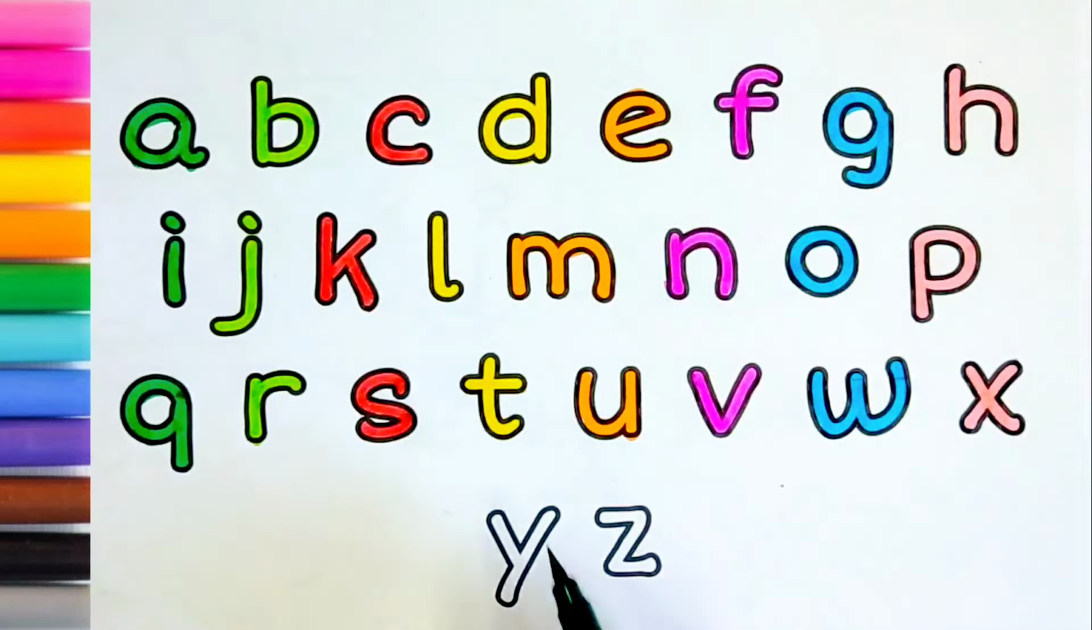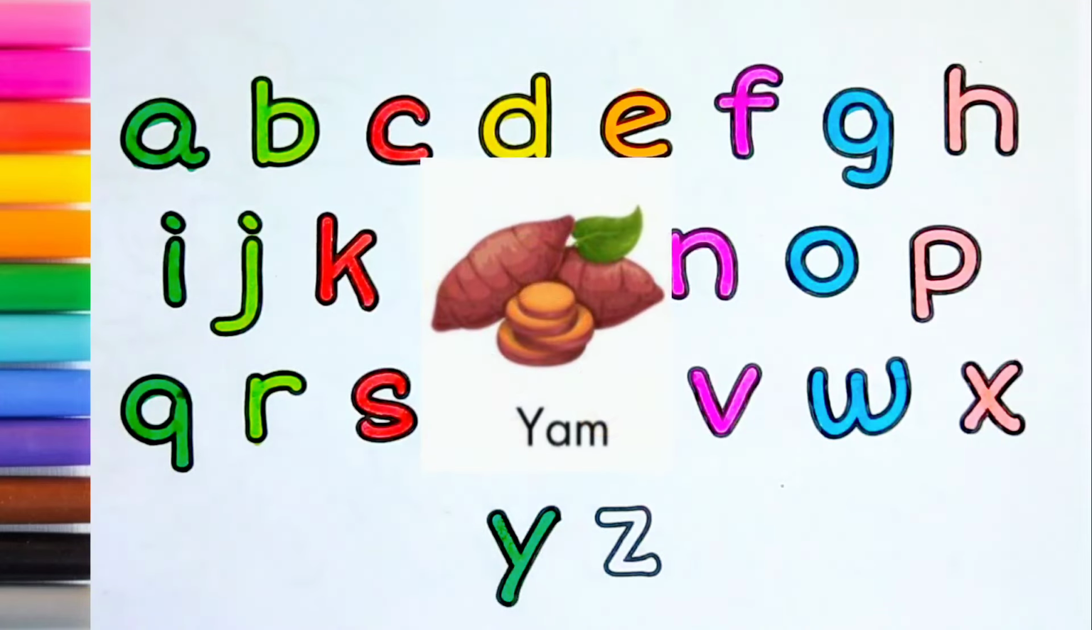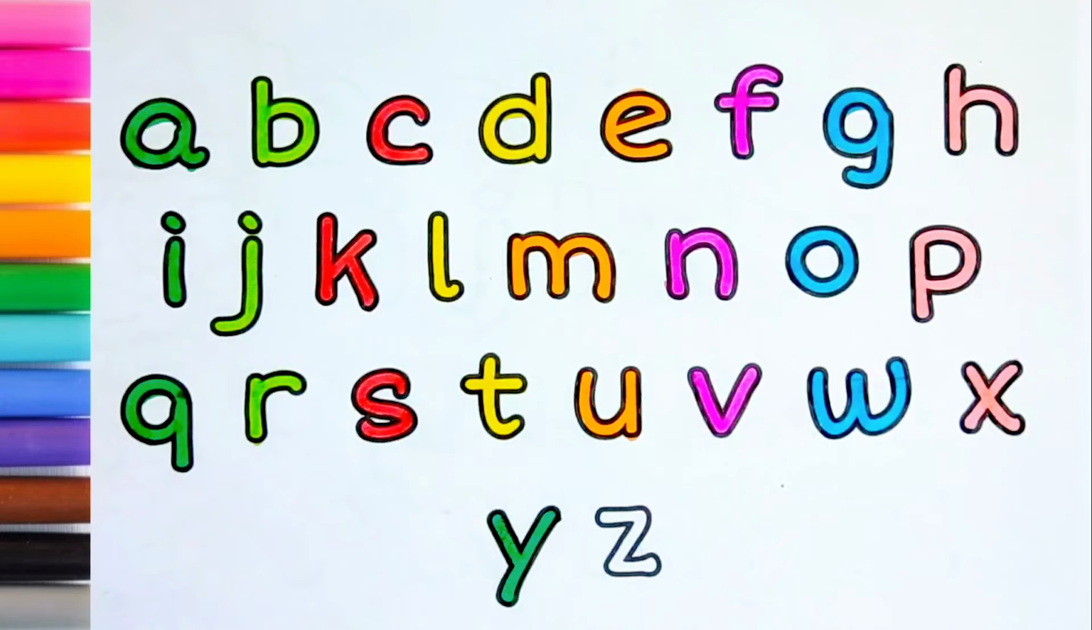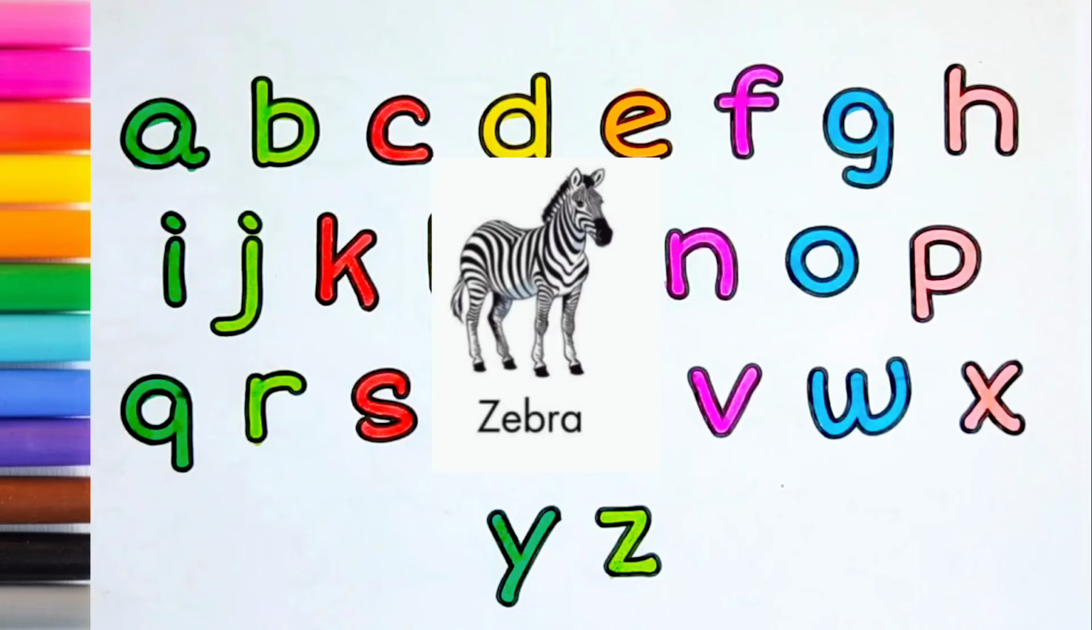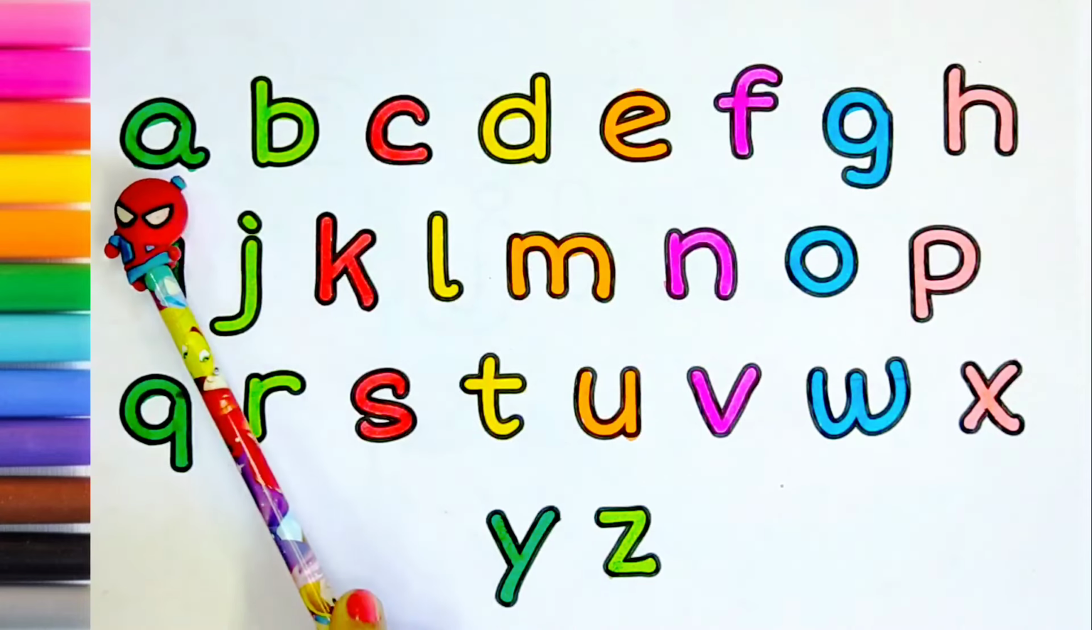Dark green color. Y. Y for yam. Light green color. Z. Z for zebra.